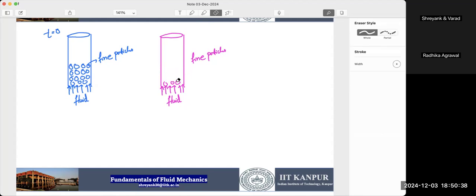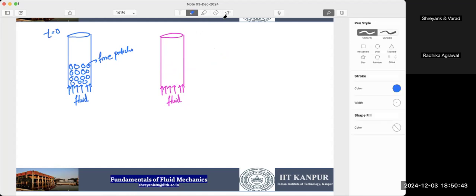you are having a suspended bed; the particles will become suspended because of the fluid flow. So particles will go like this, suspended in a fluid medium. So as the fluid is flowing, the particles will become suspended, and the process of going from the packed bed to the fluidized bed is fluidization.